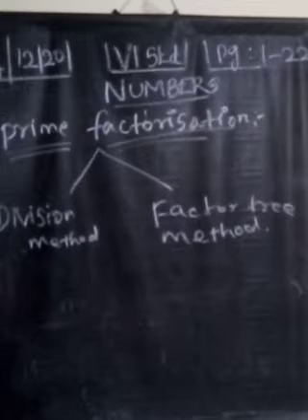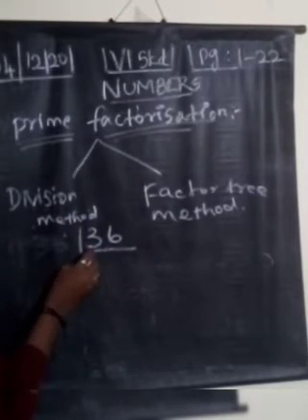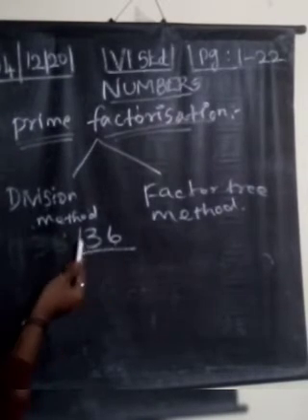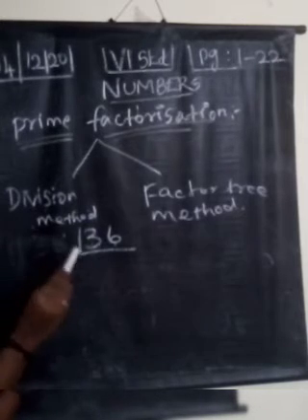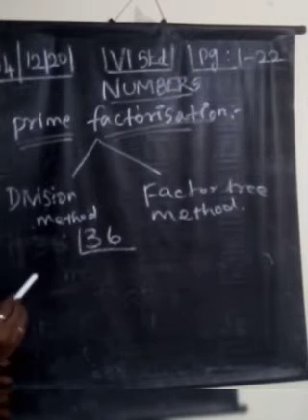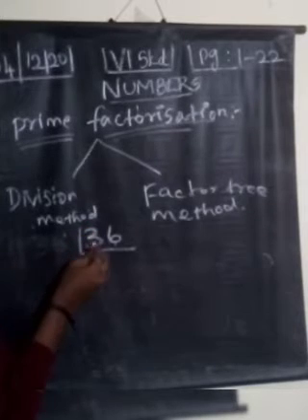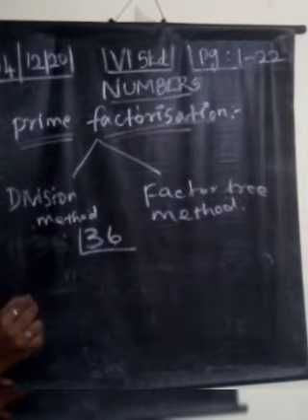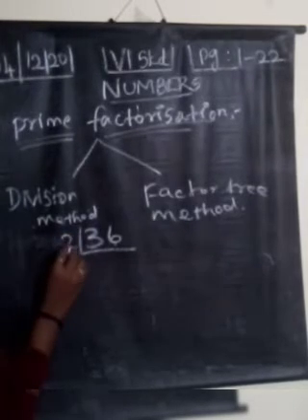Let us take one example: prime factorization of 36, first by the division method. First we have to check whether the number is even or odd. Here the number 36 is absolutely an even number, so 36 is divisible by 2.